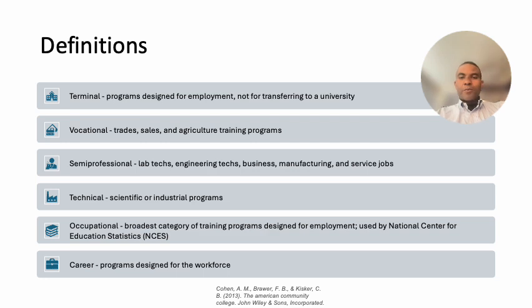All right, so let's start with some definitions. A lot of these are used interchangeably, but we'll talk about what each term means. With terminal programs, if you see this term, it usually means that the programs are really designed for the workforce, not for transferring to get a bachelor's degree. Vocational, and historically that has meant agriculture, sales, and the trades. Today, typically when we talk about vocational, we're talking about the trades, but it has included those other areas.